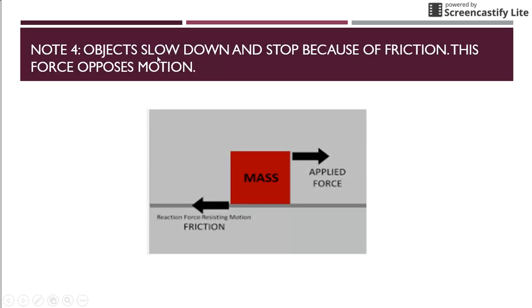Note 4. Objects slow down and stop because of friction. This force opposes motion. So if I'm putting an applied force going this way, I know that the mass is eventually going to stop because friction is pushing it the other way.